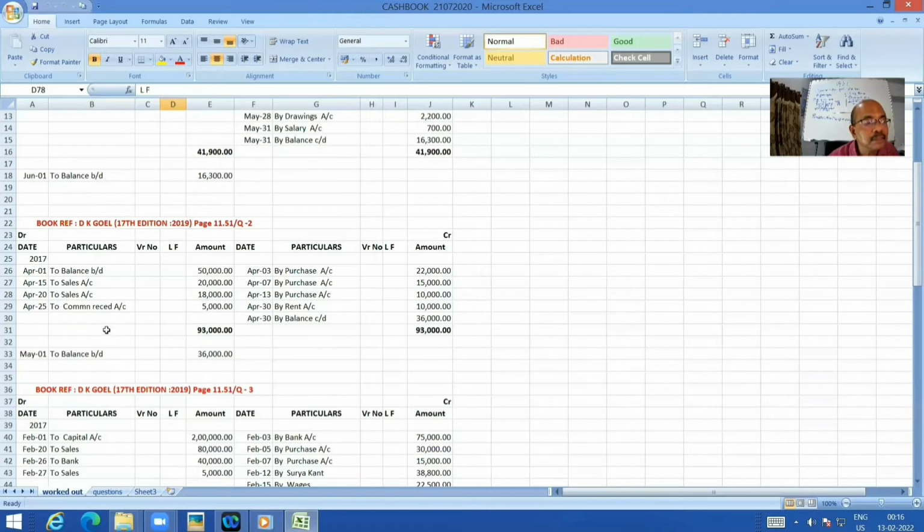Received cash, cash to commission received 5,000, right? Total the heavier side, 93,000. Put the total here. There is a balance of 36,000 that has been written against balance carried on. This process I already explained while explaining the ledger.